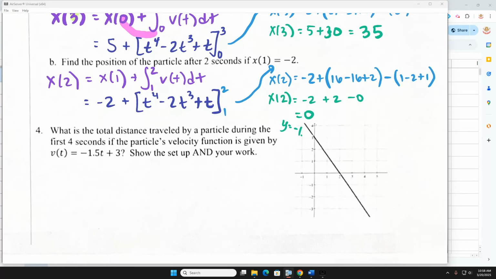Let me do a different color. Okay, sorry, I'm going to write it one more place.